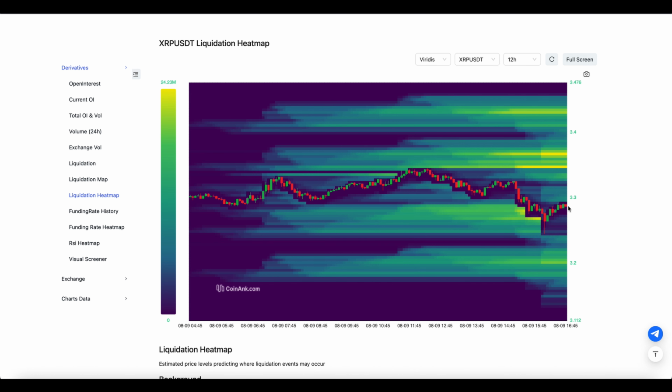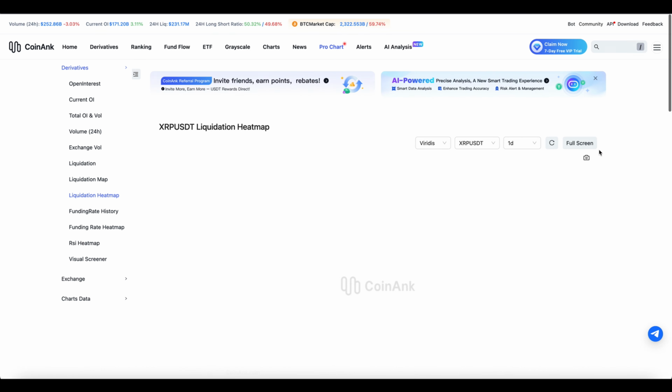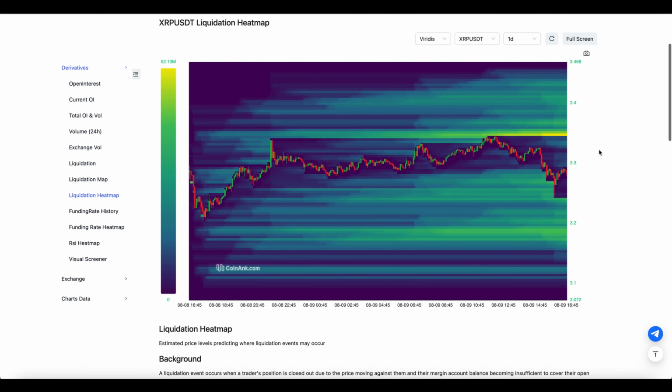So what is the liquidation heat map exactly? Well, it's a live visual tracker showing you exactly where trades are getting liquidated in real time. It's a heat-based chart that highlights hot and cold liquidity zones across the market. The hotter the zone, the more money, liquidity, is sitting there waiting to be wiped out. And cold zones, it's barely any liquidity, all right?